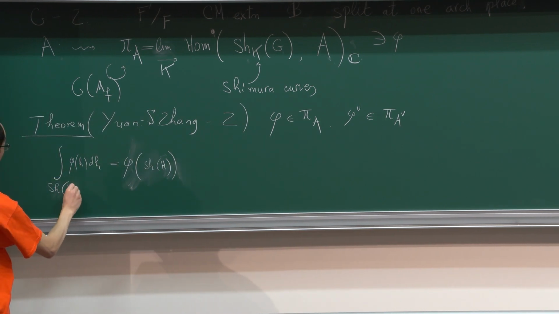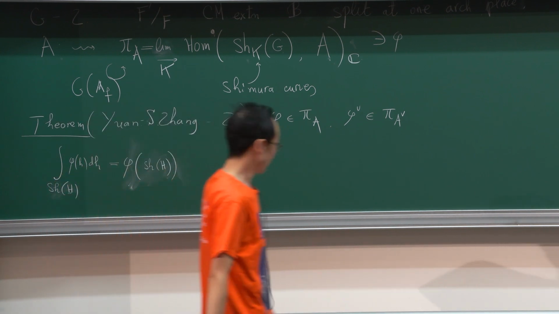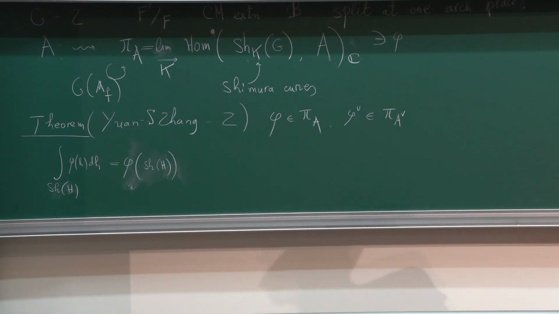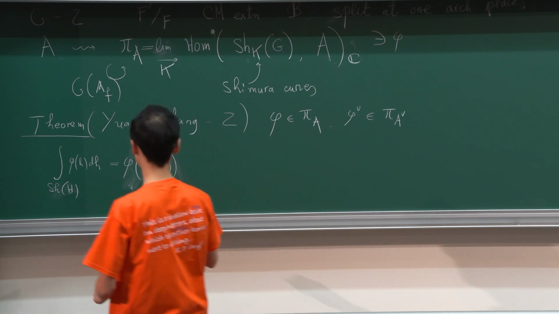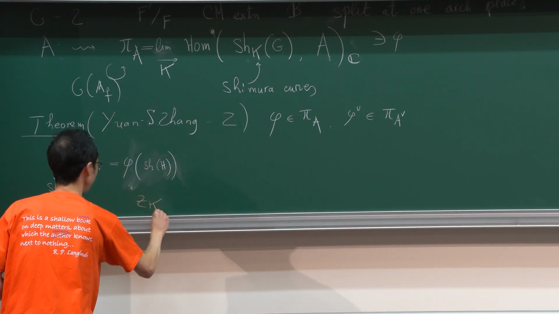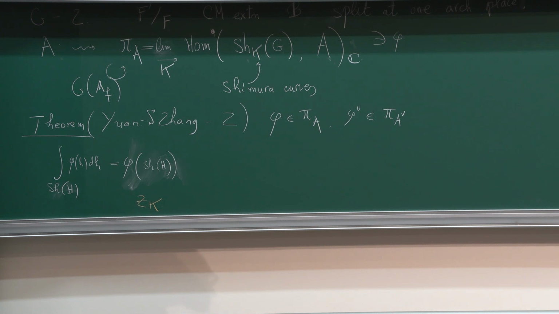Maybe I should write this as the Shimura variety attached to h. So that's the analog of what I did earlier, right? I write phi of x of h, which is my y_h. Then I take the trace. So actually, this is the analog of Z_K. Z_K was this integral, and the integral was the trace operation.